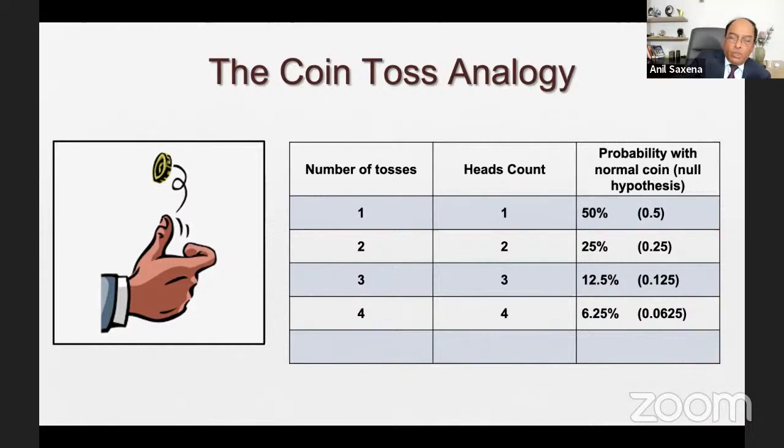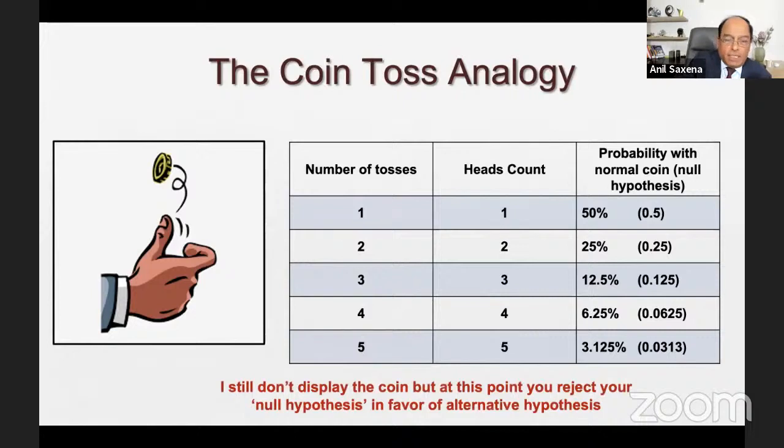So we do one more toss and it's 5 out of 5. Now the probability of it being a normal coin is how much? 3.125%, or less than 0.05. It's 0.0313 now. So at this point, you may say, because the probability of it being a normal coin is very low, I am rejecting my hypothesis that it's a normal coin. That was a null hypothesis, so you reject it in favor of the alternative hypothesis.